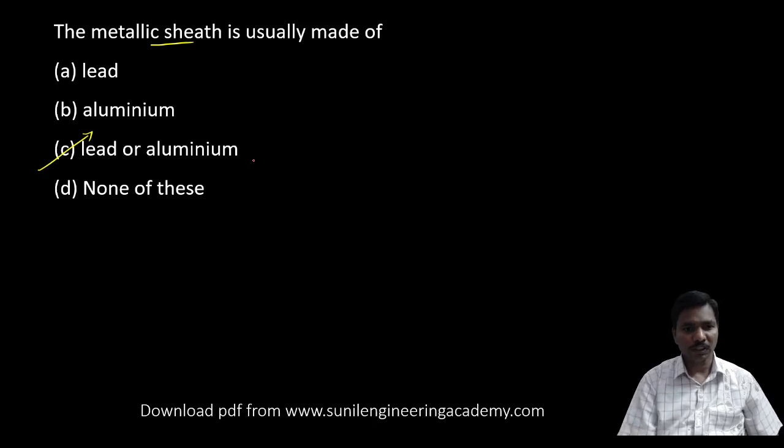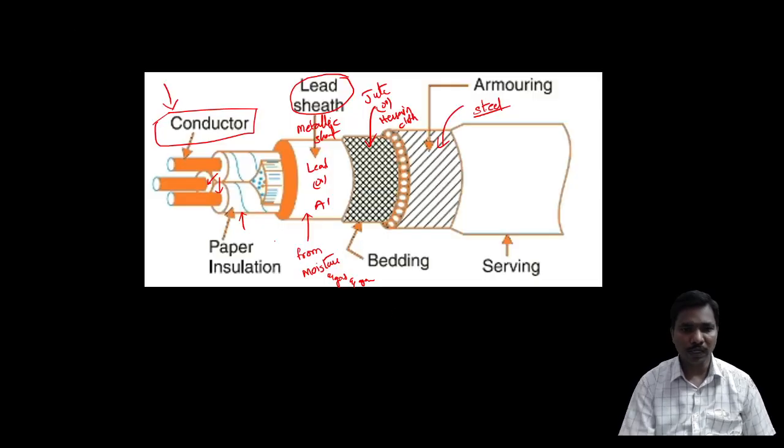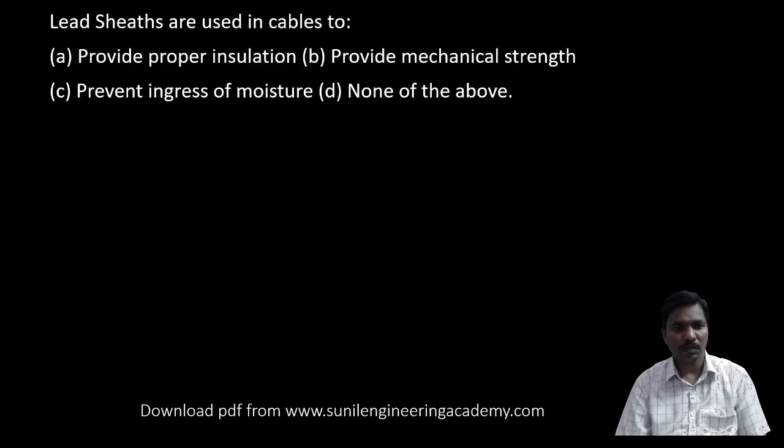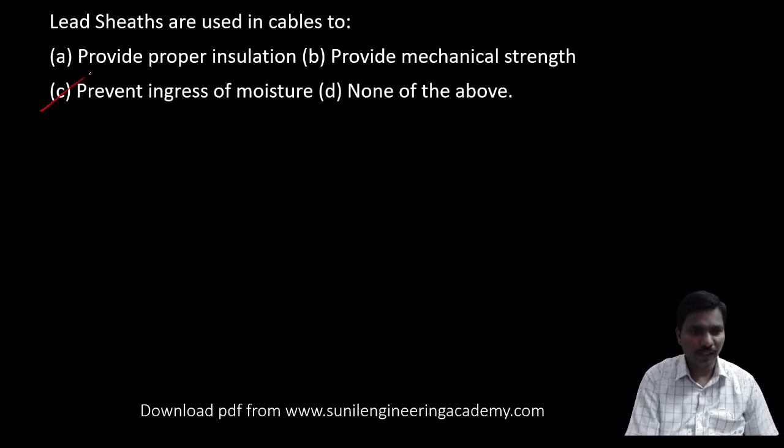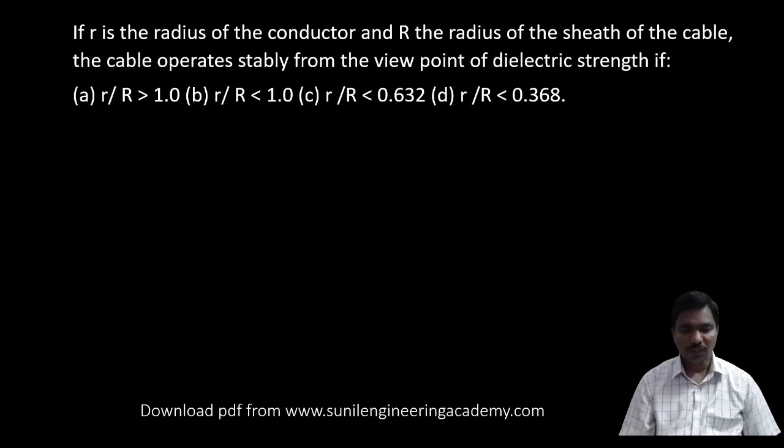So here, metallic sheath: lead or aluminum. Lead sheaths are used in cables to dash. Why do we use the lead sheath? To prevent ingress of moisture from the atmosphere. So it avoids contact with any moisture, alkalines, acids, or gases, whatever it may be. Okay, next question, a very important one.